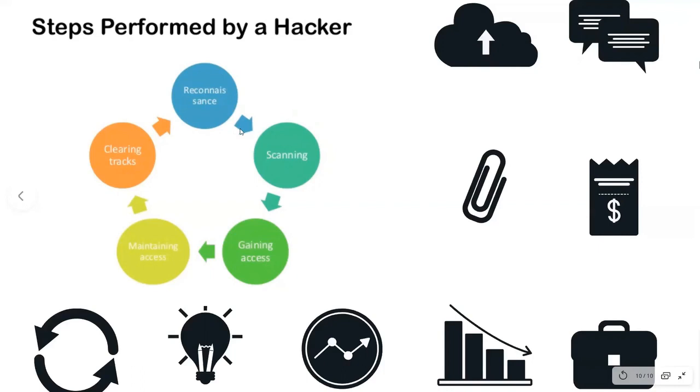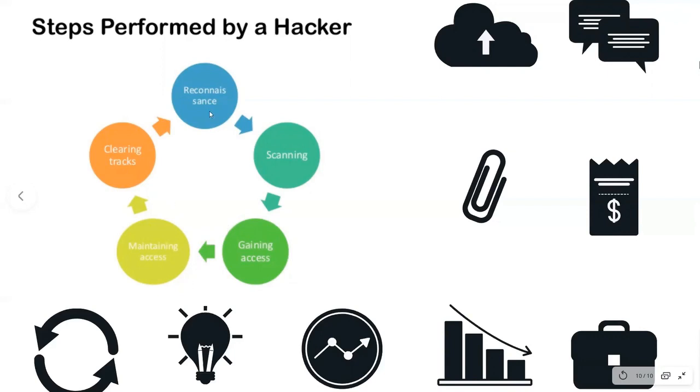And if you are just practicing on any platform, say in a home network, where you just made a vulnerable server and you are trying to attack that, then there is no need for reconnaissance, maintaining access and clearing tracks. You only need to perform two steps, that is scanning the machine and gaining access. And also, if you want, you can maintain access.